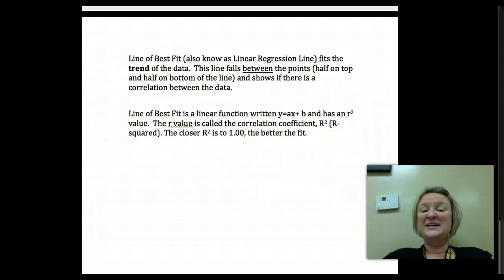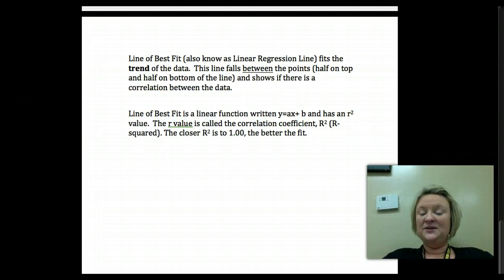Lastly, the line of best fit, or the regression line, is a line that fits the trend of the data. So if you have positive correlation, that line will be an increasing line that falls between the points, and it shows that there is a correlation between the data. If your correlation is negative, then your line will have a negative slope, and it'll be right in the middle of all your points to represent the trend of the data.